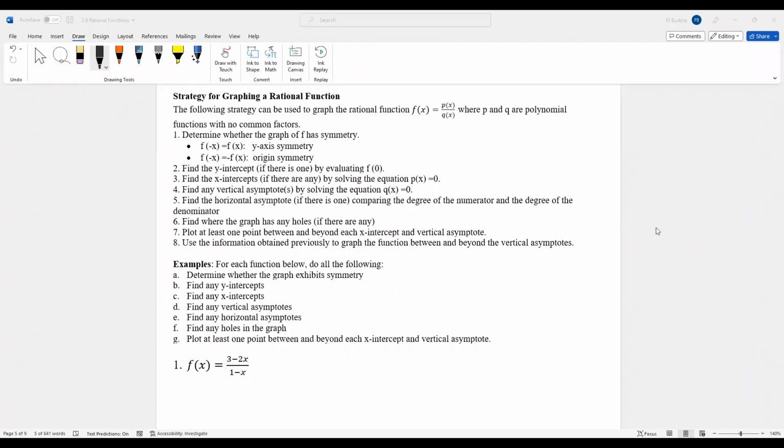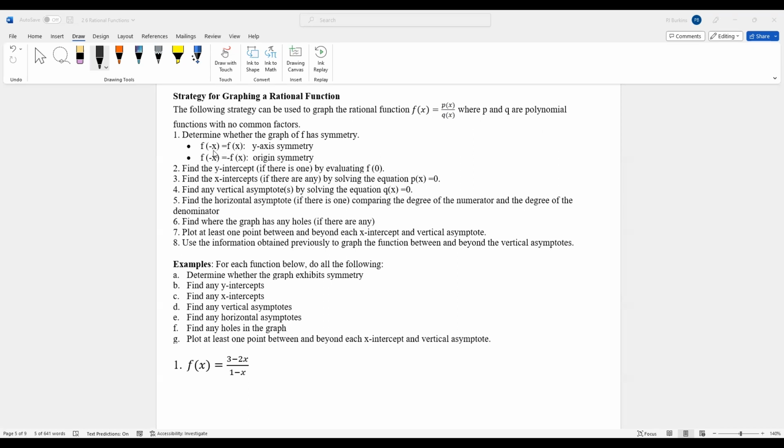All right, so this last part of 2.6, we're really looking at putting all this stuff together that we've learned thus far and figuring out how to plot a rational function basically by hand or just to give a sketch. So there's a list of rules here. If you write the rational function as p over q, where p and q are polynomial functions with no common factors, that's a key here. Determine whether the graph of f has symmetry is our first step.